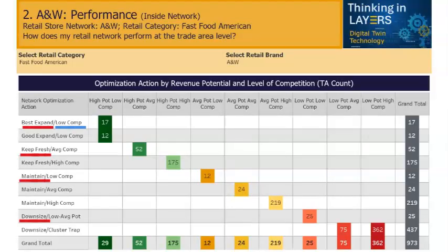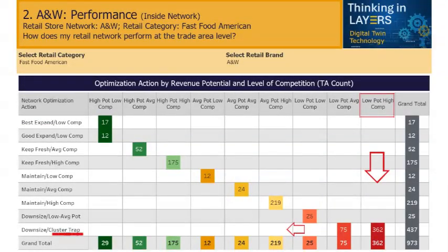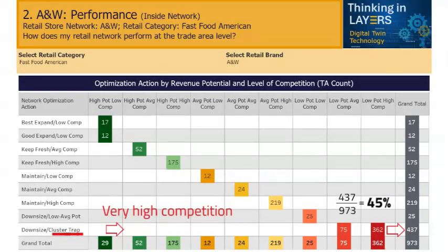On the far right of the table, low potential and high competition creates cluster traps. Cluster traps occur when businesses mimic the strategy of their competitors by locating where they are. This often creates sites with too many retailers for the size of the market. A&W has almost half of their network in cluster traps, where high competition makes it difficult to grow the business, and yet it often doesn't make sense to close it either and give market share away.